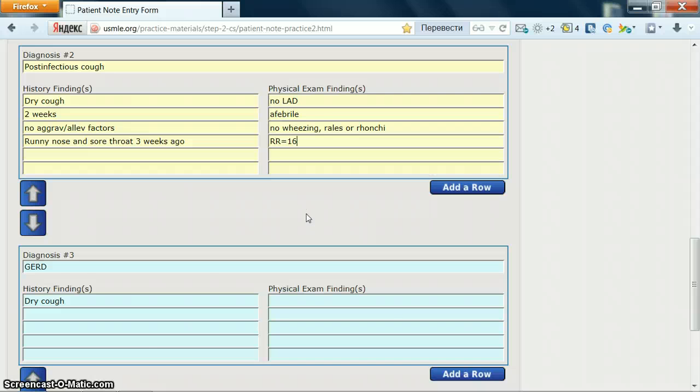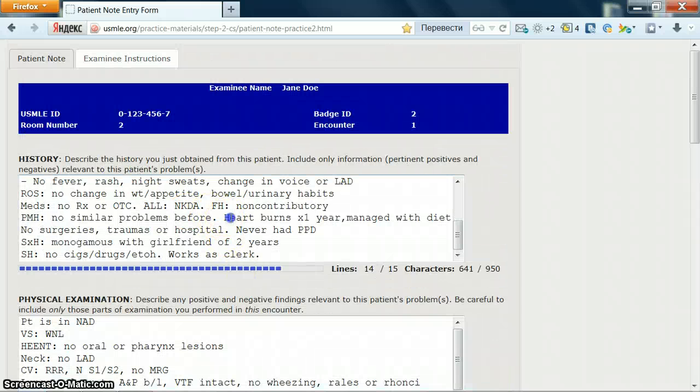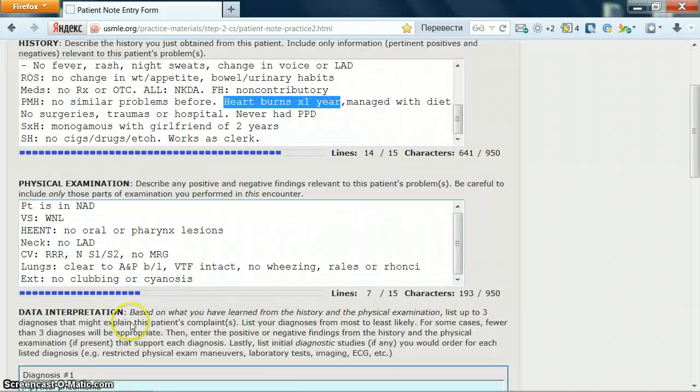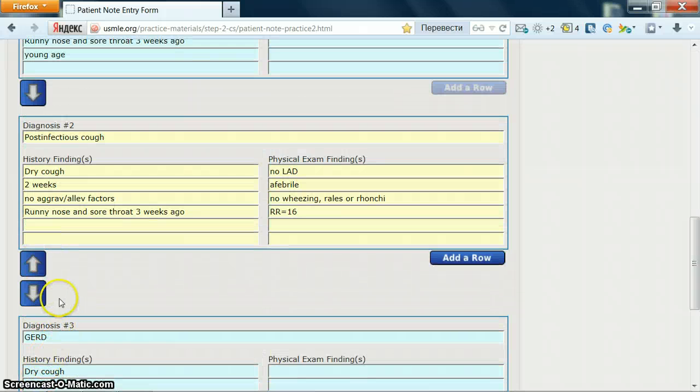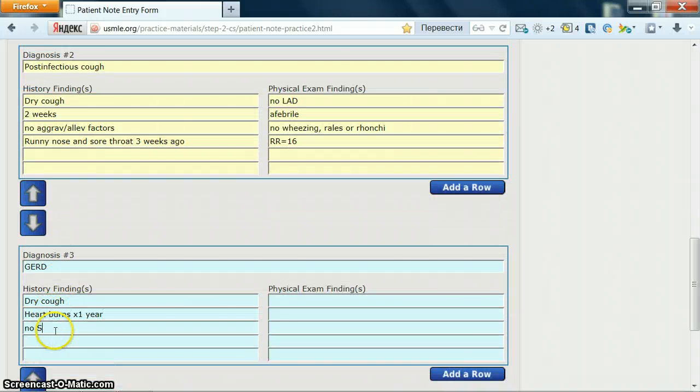And in support for GERD, we also can add history of heartburn. No shortness of breath, no fever, no chest pain, because those patients usually do not have those signs and symptoms. And the same for post-infectious cough, we'll go here.